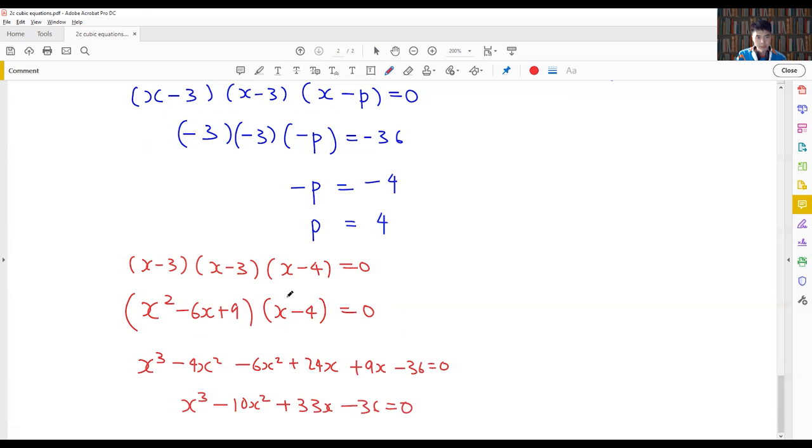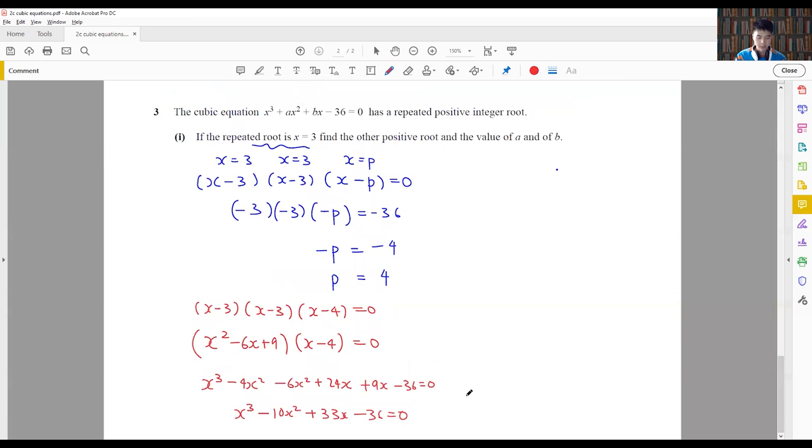Double check if I made any mistakes. Minus 6x squared, minus 4x squared, plus 24x, plus 9x. Right. And then from here, since I've got the correct values already, this is to find the value of a, which is the coefficient of x squared. a would equal negative 10. And b, which is the coefficient of x, is equal to 33, and we have therefore solved the question.